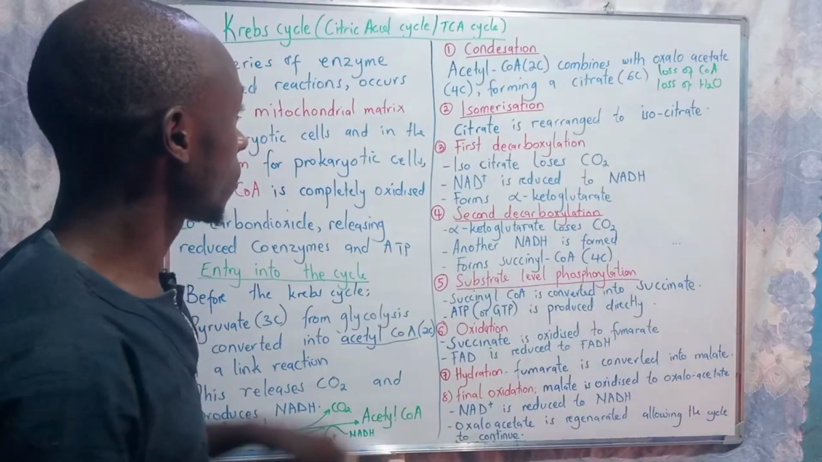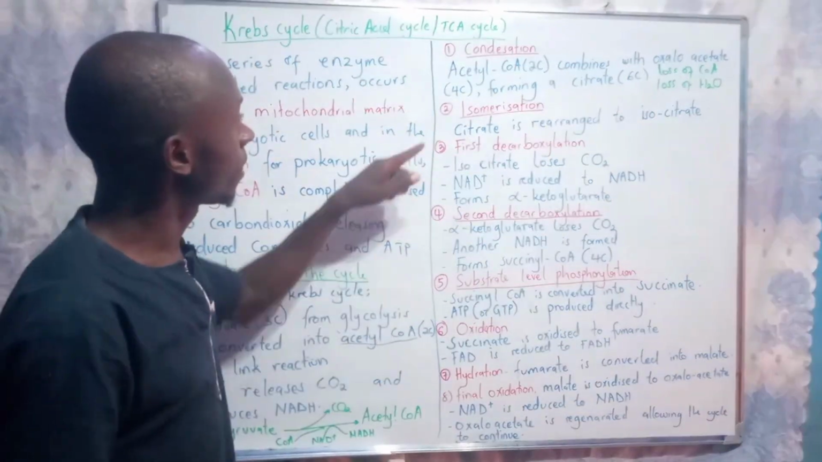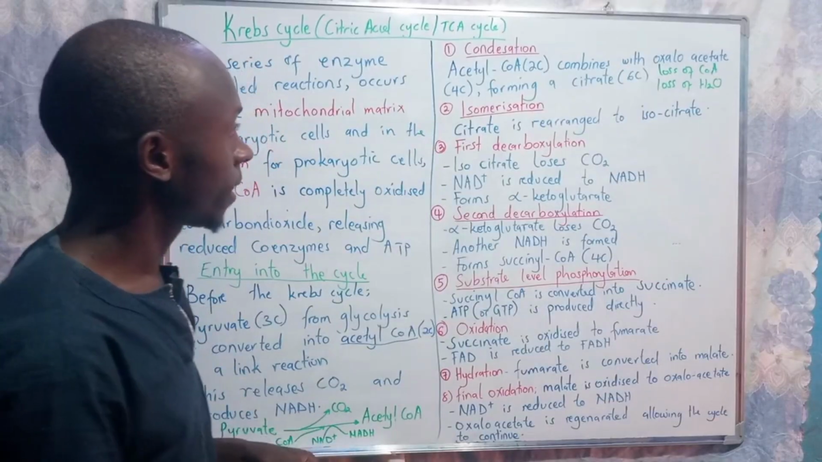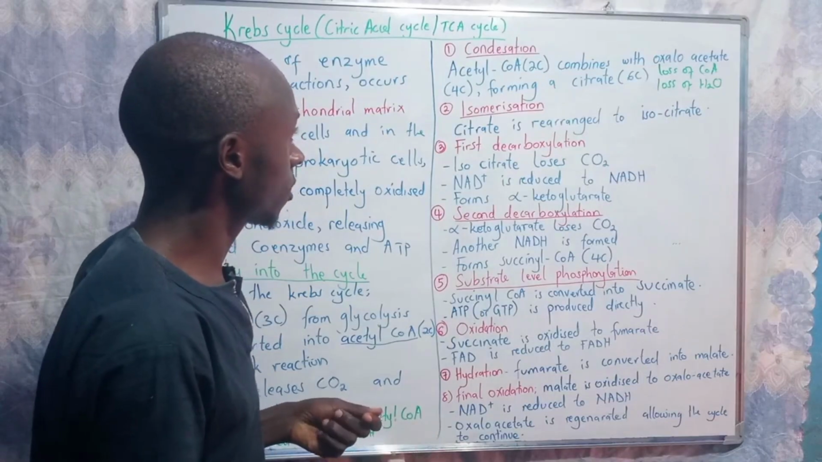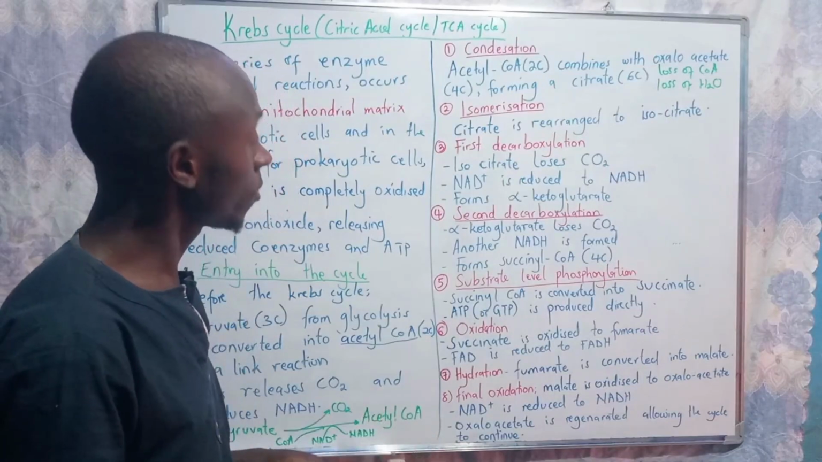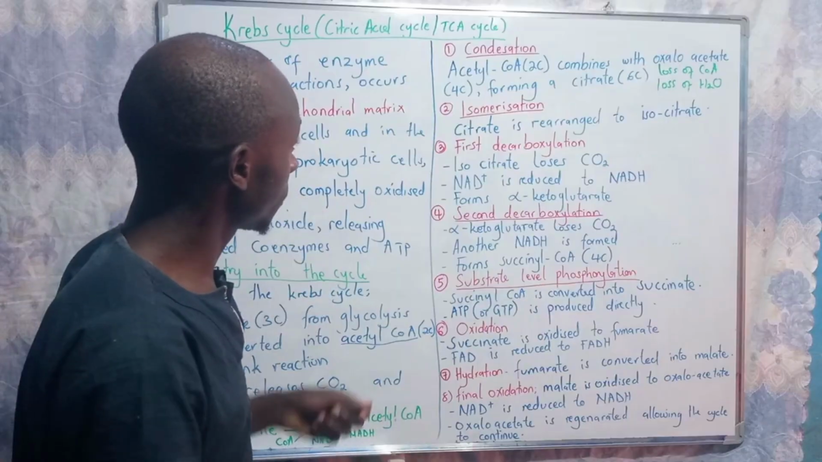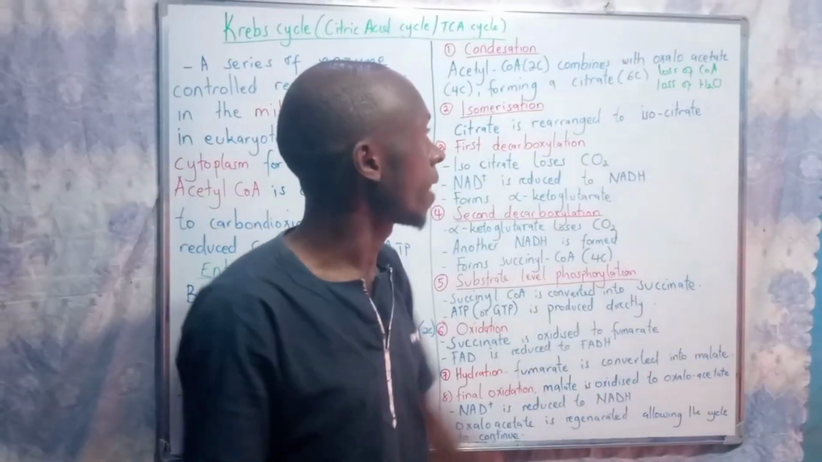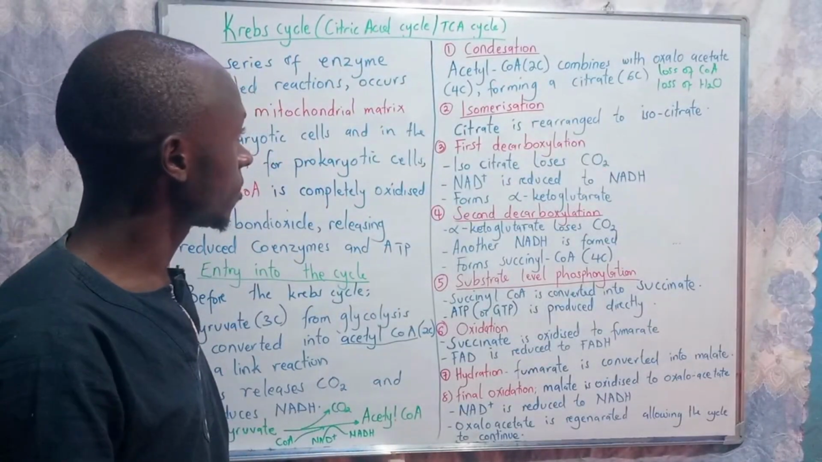So we can go to stage number 2. Stage number 2 involves isomerization. Isomerization is a rearrangement of the structure whereby the molecular formula will remain the same, but the structural formula changes. So citric acid or the citrate rearranges to form isocitrate.